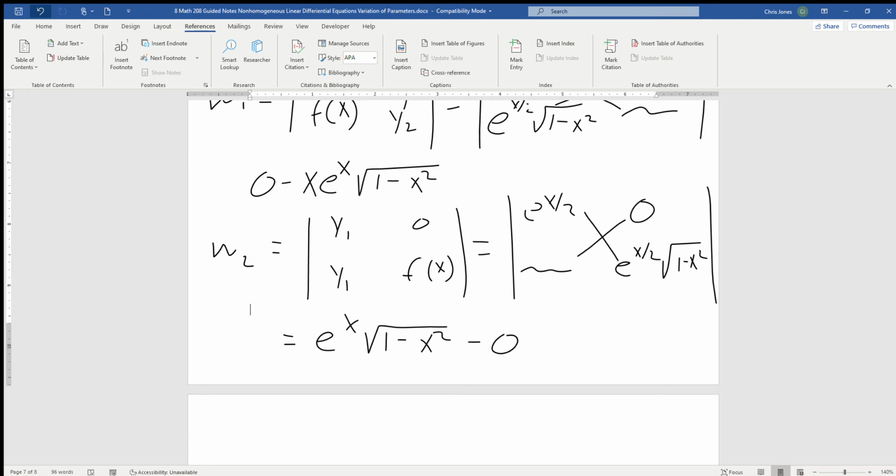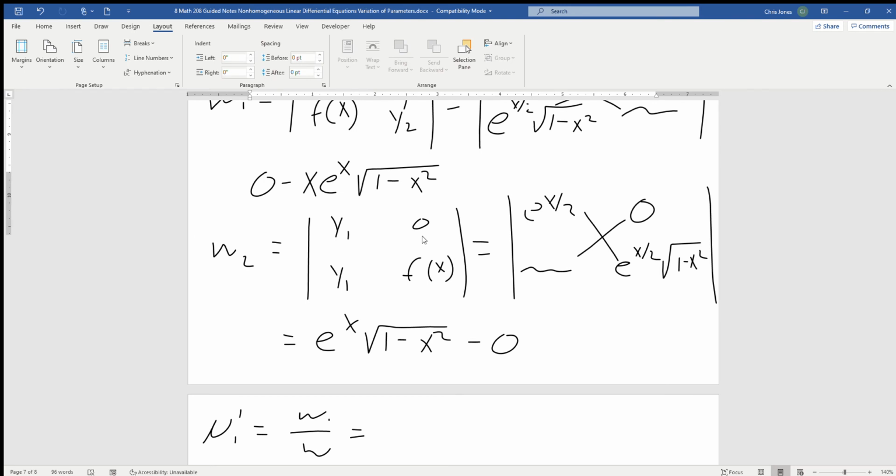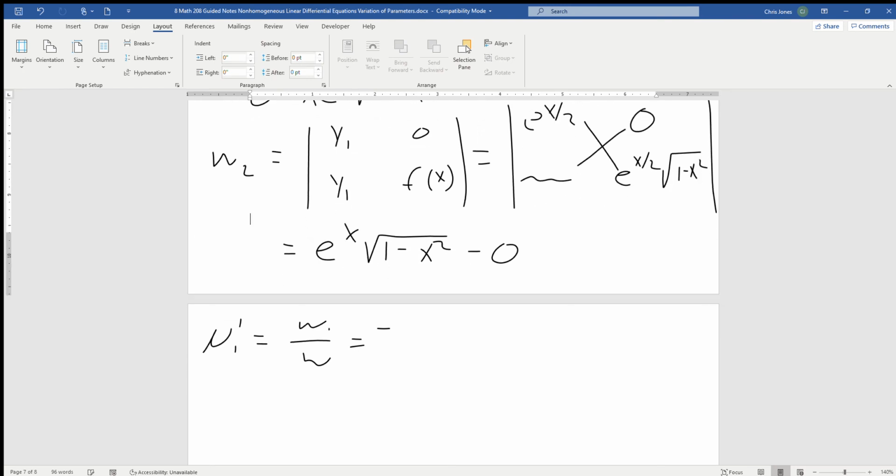All right, so now we can find u prime 1, and then unfortunately u prime 2, and you'll see what I mean by unfortunately. So u prime 1, remember that's w1 over w. W1 we found to be negative x e to the x over square root 1 minus x squared. And remember w all the way back we found to be e to the x. This works out really nicely.